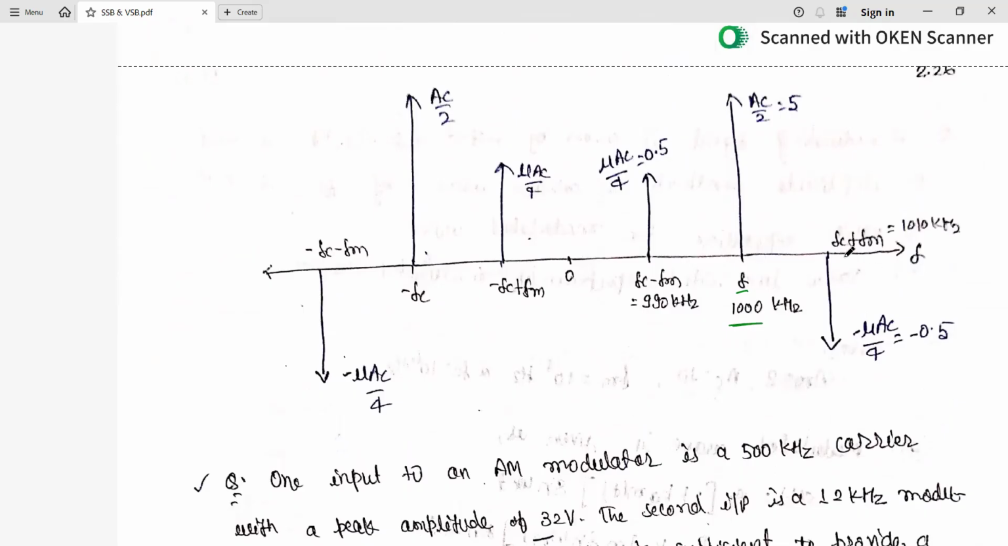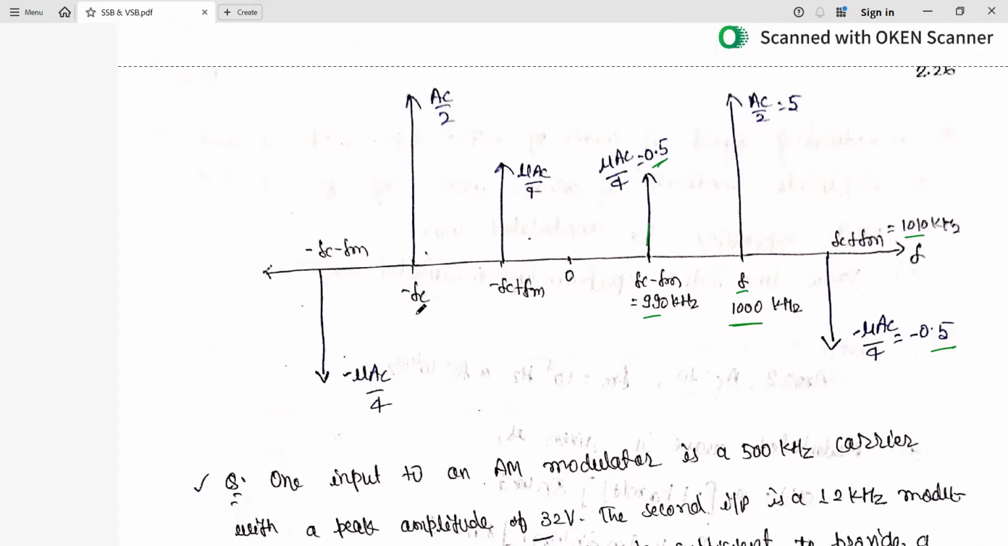And here fc plus fm, what we got is 1010, and here fc minus fm, what we have is 990 kilohertz. By this standard derivation, we know that this amplitude is going to become mu Ac by 4. That value is substituted, so we have 0.5. Similarly for fc plus fm, what we have is a negative value in the expression, so minus mu Ac by 4, which is minus 0.5.